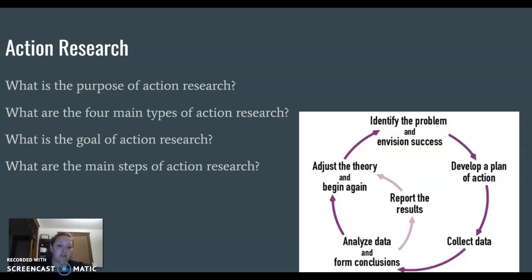The Embrace Action research article that was provided in our resources describes the main steps of action research as deciding the focus of the research or identifying the problem, creating a plan, collecting data, analyzing the data, and forming a conclusion, making adjustments, and then reporting the results.